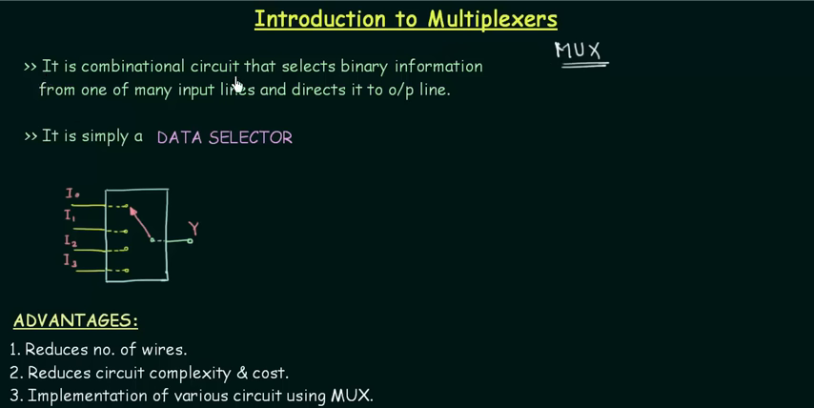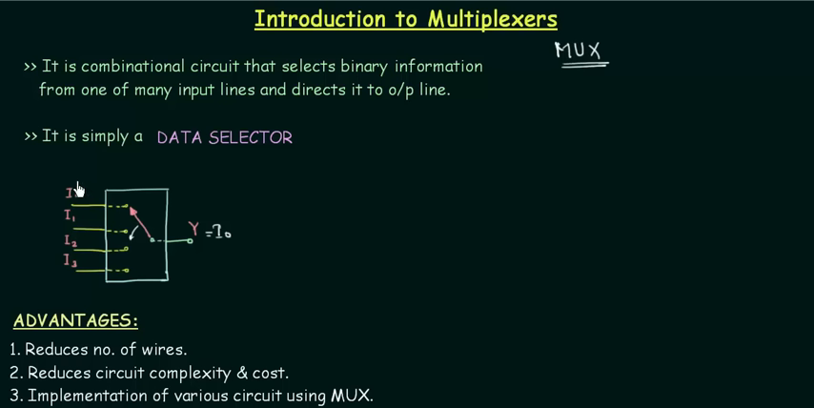It is a combinational circuit that selects binary information from one of many input lines and directs it to the output line. Here you can see four inputs and one output, and a dialer. It means you can select any input I0, I1, I2 or I3 by moving this dialer. At this position, the output Y is going to be I0. If I move it here, then Y is going to be I2.